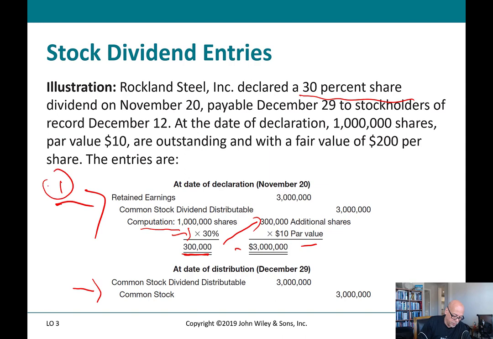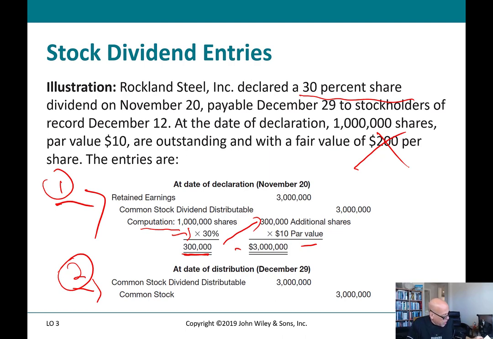First, we do this and then we do this. Debit the retained earnings, credit the common stock distributable. Then, when you issue the stock, debit the common stock distributable, credit the common stock. The big takeaway here, guys, is we ignored what? We ignored the fair value. We just used the par value for a large stock dividend.